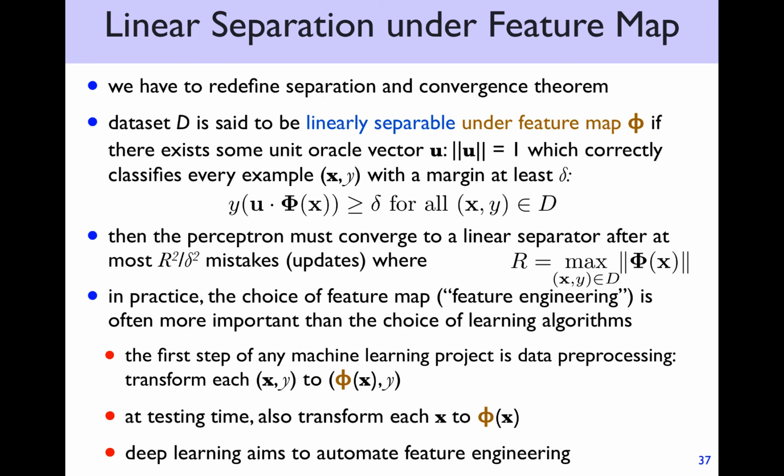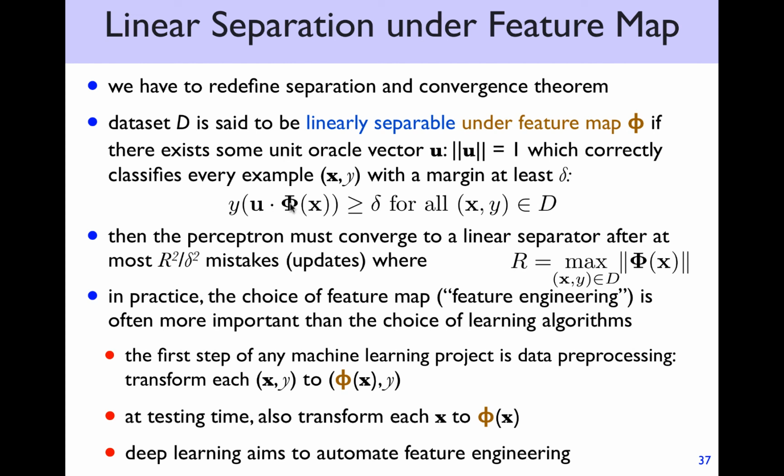Anyhow, we have to redefine separation and the convergence theorem. We don't need to reprove it, but we have to redefine. Okay, a data set D is said to be linearly separable under feature map phi if and only if there exists some unit oracle vector U, which magically correctly classifies every single example (x, y) in that data set D with a margin at least delta. So now you change this definition of what it means to be correctly classified: for example x, you just change x to phi of x.